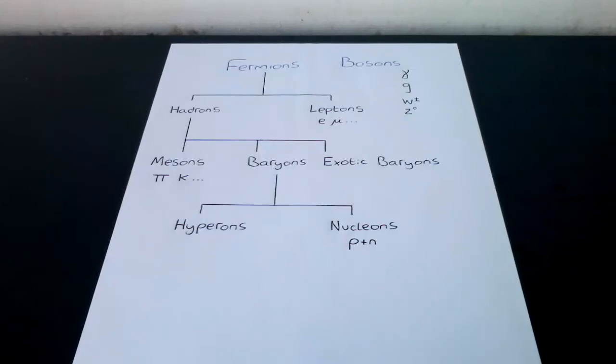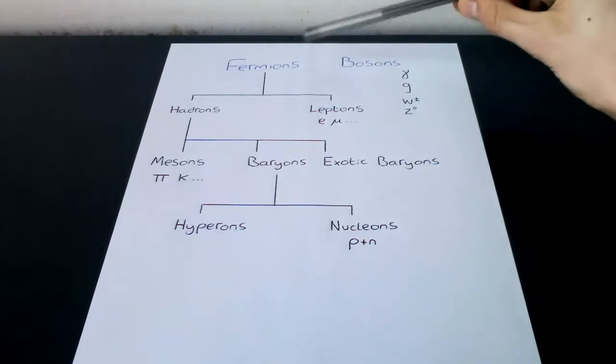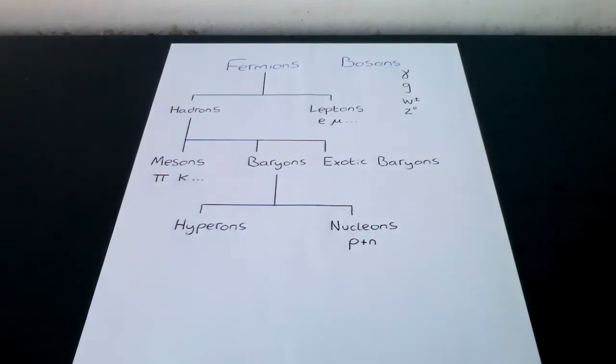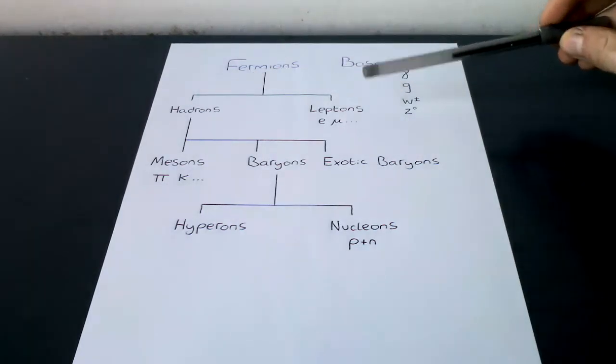Welcome to A-Level Particle Physics 1 of 5, looking at particle classification. All particles we know fall into two main groups, which are fermions and bosons. Fermions make up all matter. They split into hadrons and leptons.